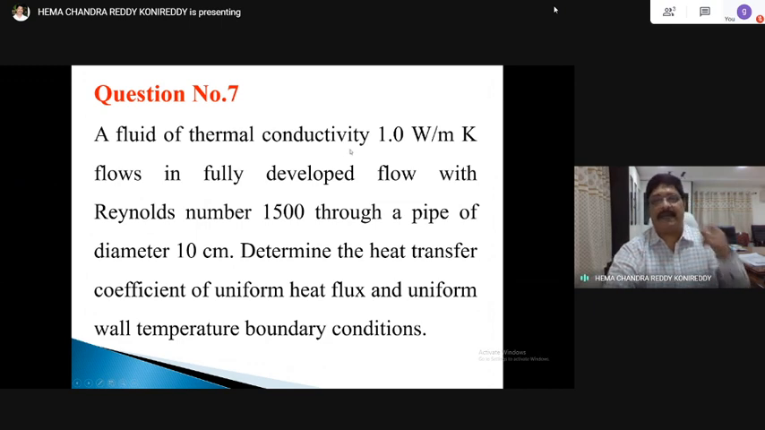A fluid of thermal conductivity 1 watt per meter Kelvin. For any Reynolds number less than 2300, it indicates a laminar flow. So it is a laminar flow, and pipe diameter of 10 centimeters is given. Thermal conductivity is given. Determine the heat transfer coefficient for uniform heat flux and uniform wall temperature conditions. What is it? Just now I said for all laminar flows through the pipe, Nu is equal to 3.66 for constant wall temperature and Nu is equal to 4.36 for constant heat flux. Both are standard values, right?